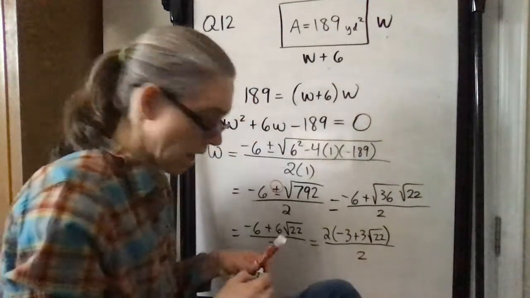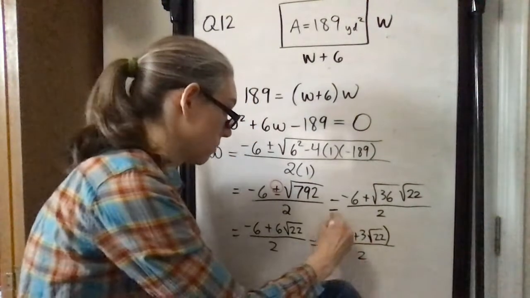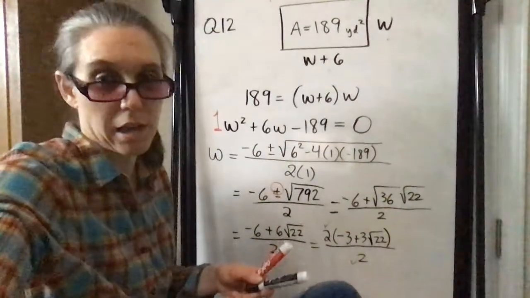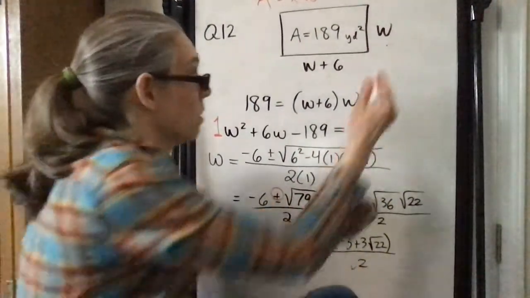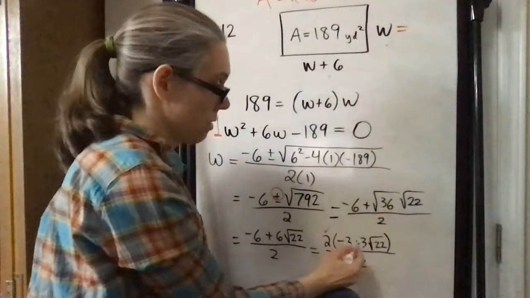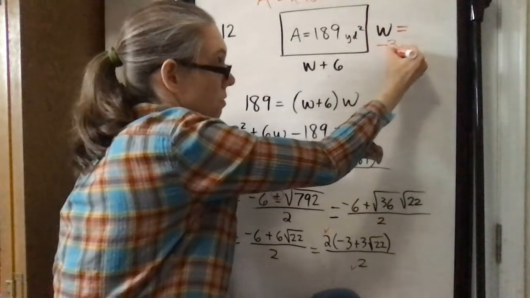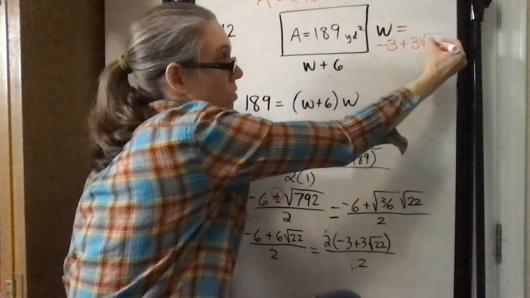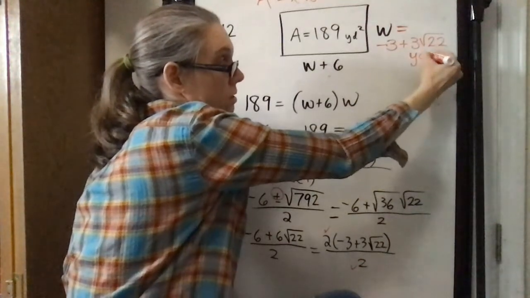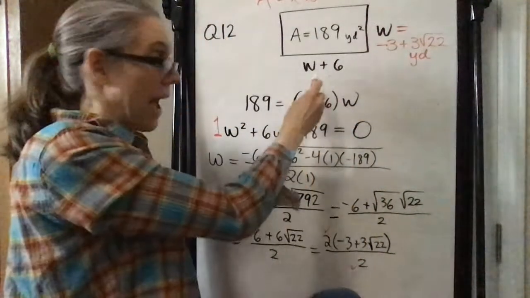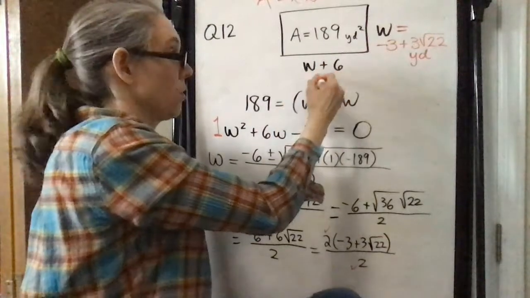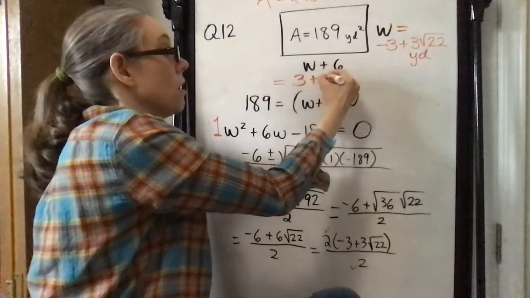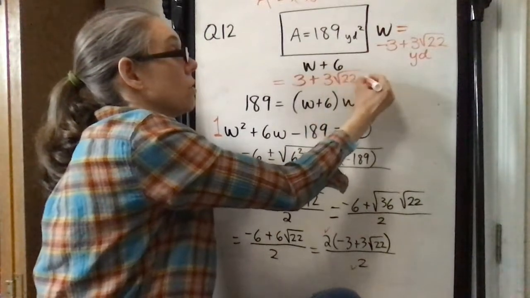Now the 2's will actually cancel. So my final result for the width, I'll come back up here. The width is going to be negative 3 plus 3 root 22 yards. And then you add 6 to get the length. So if you add 6 to that number, you have positive 3 plus 3 root 22 yards.